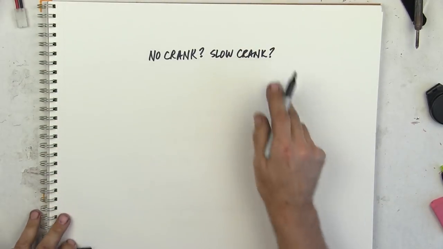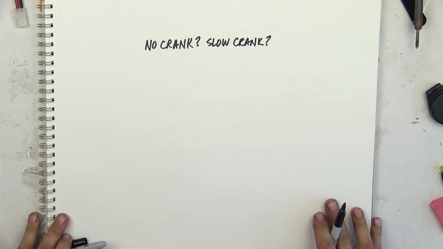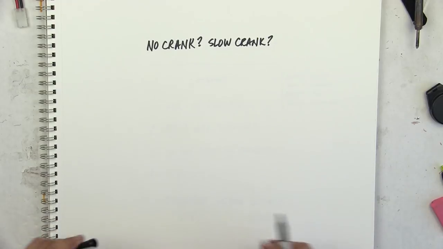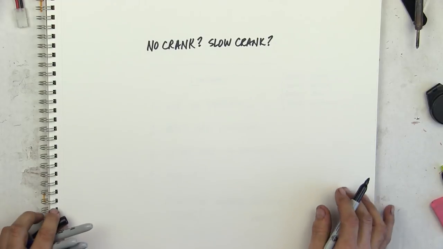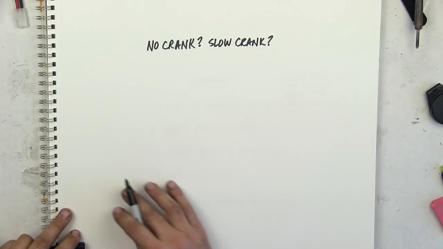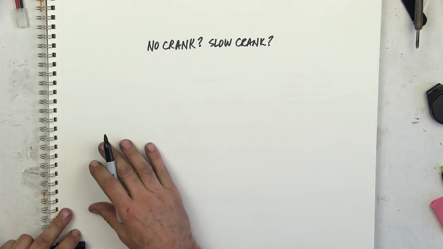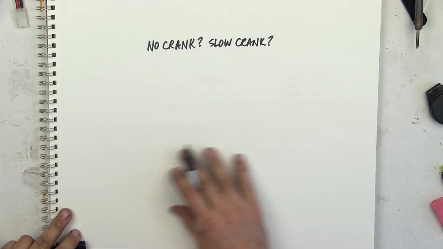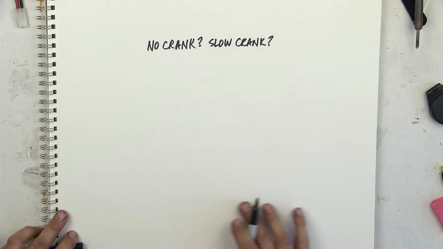The reason I put question marks is because, which one is it? We don't want to just go out there and assume something. We want to make sure we know what we're doing. So what's involved in the cranking system? Fairly straightforward. I'm going to start on the output end with what actually does the work, and then work backwards and illustrate how this all works.